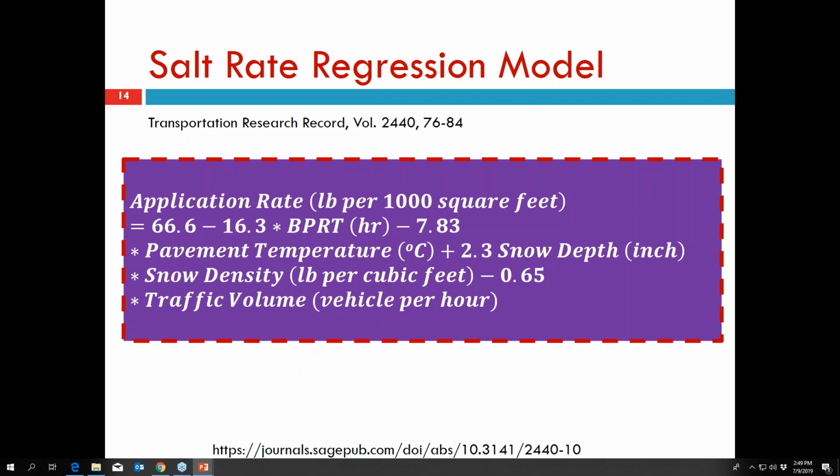Then pavement temperature, what is your pavement temperature in Celsius scale? Snow depth, how much snow is on the ground or you are expecting over the event. Snow type, that is snow density, and traffic volume. Based on this information, you can use this equation to determine the application rate needed for your event and for your road. Again, detailed information is available in this publication. I give the link so you can have a look later if you want to.